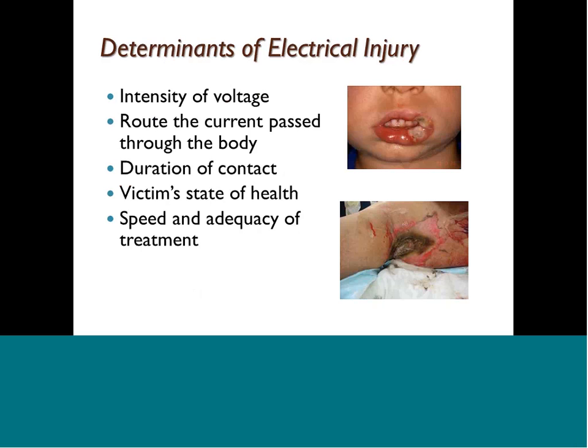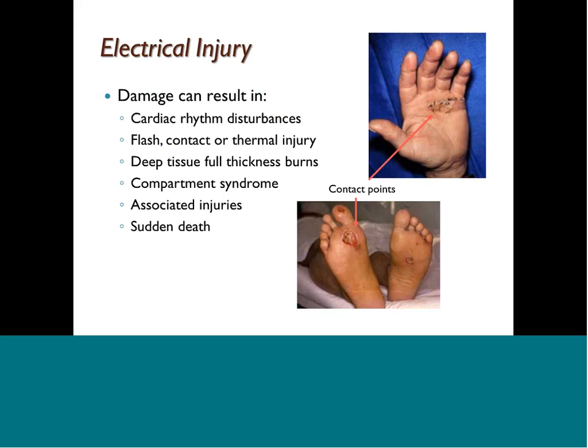What determines the damage from electrical injury is the intensity of the voltage, the route the current passed through the body, the duration of contact, the victim's state of health, and the speed and adequacy of treatment. Many times with electrical injuries, the current can cross the heart at its resting stage and will stop that heart. They can also cause cardiac arrhythmias.